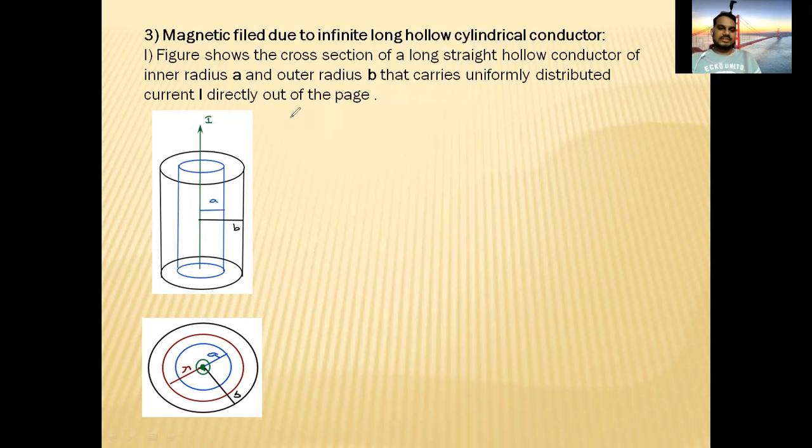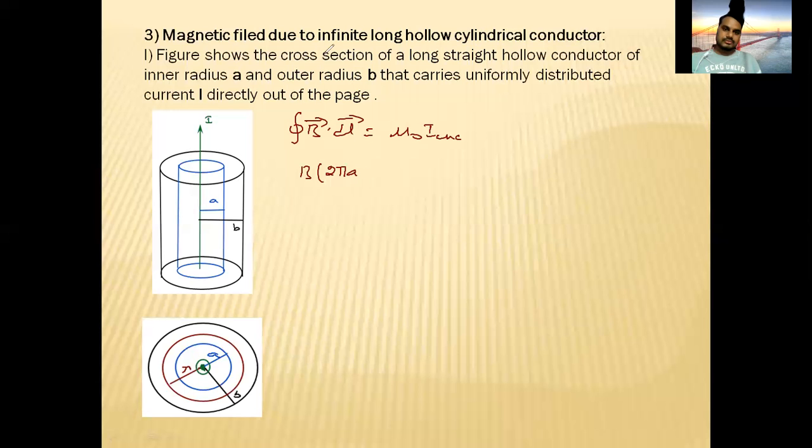Okay, let's take what we have as the formula: closed integral of B dot dL is equal to mu naught I enclosed. And here we have B into, integrating, 2 pi R, because the radius is R here, equal to mu naught I enclosed. But what is I enclosed, we need to find, because what we have here is I passing through. Let's find out.